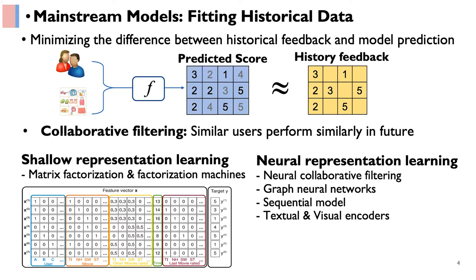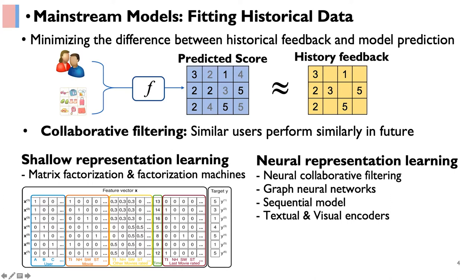Our community has witnessed various effective recommender models, and roughly the development of previous recommender models has two phases. The first phase is about shallow models, which perform shallow representation learning. That is to say, the model takes the raw features, for example, the user ID, item ID, and some feature vectors, and directly maps them to a user representation and an item representation, or a representation of the user-item pair, and then makes a prediction directly from these representations.